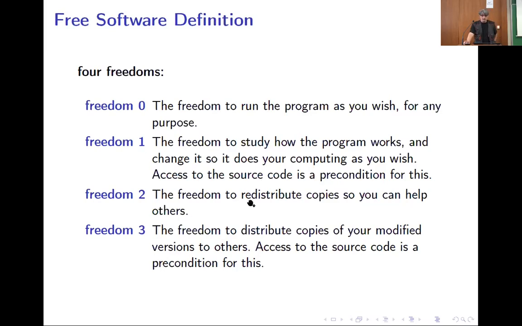Thirdly, the freedom to redistribute copies so you can help others. So if you have a copy of your program, you're legally entitled to give a copy to your friend, relative, cousin, whomever. And the third freedom, actually that's the fourth freedom, but labeled with three, the freedom to distribute copies of your modified versions to others. Access to the source code is a precondition to this again.